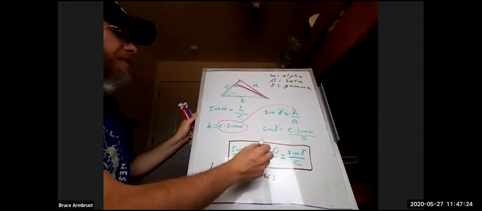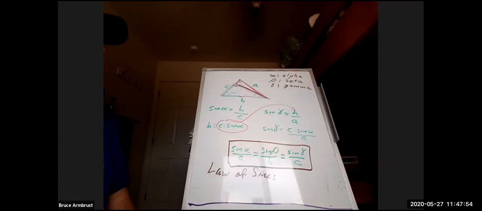It's called the law of sines because it involves the sines of these angles. But what we see is that the ratio of the side length and the sine of the angle opposite it is always the same in any triangle. So this is the law of sines. It's pretty easy to remember. It's not that complicated of a form, but it's really, really useful when we're trying to solve triangles.